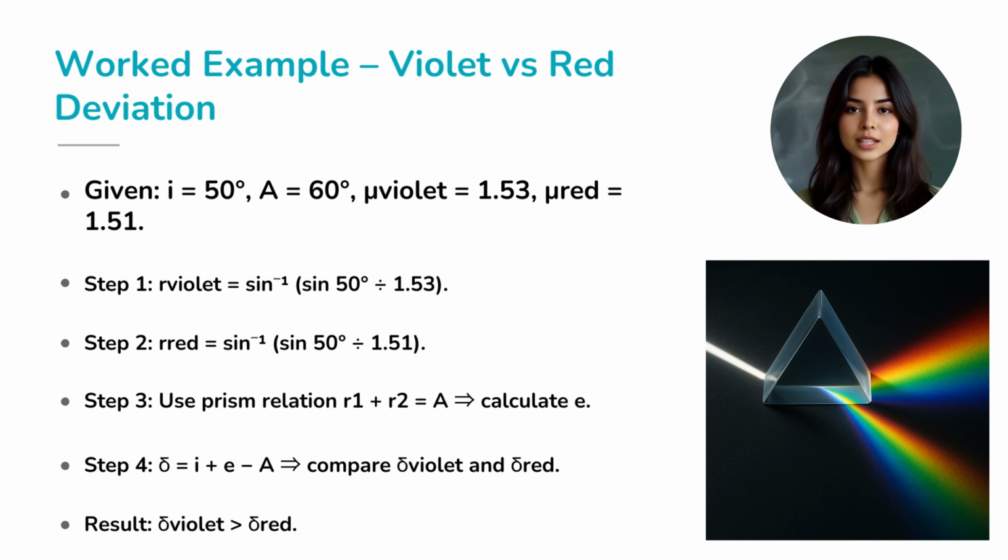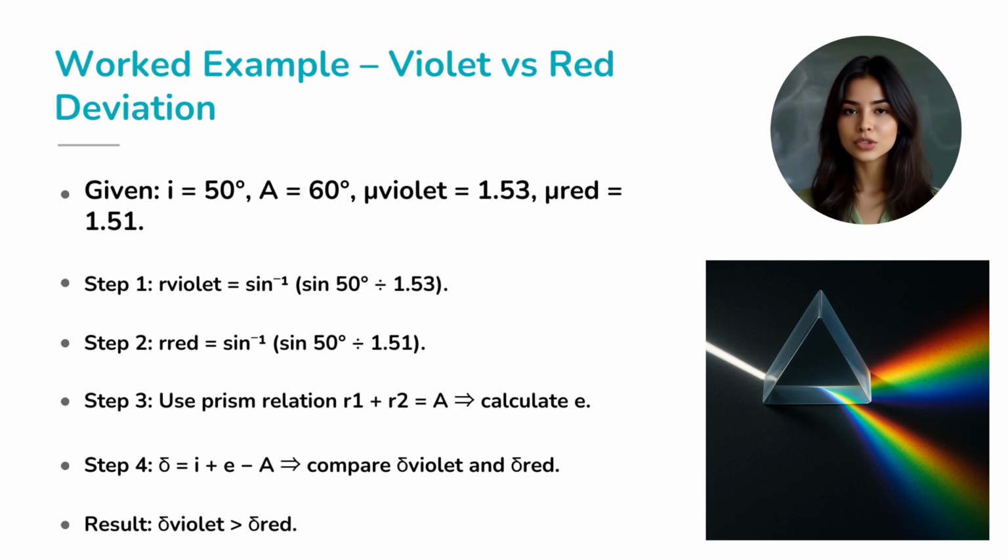Suppose a prism has angle A equal to 60 degrees and the ray enters at an incidence angle i equal to 50 degrees. For violet light, the refractive index mu is 1.53 and for red light, mu is 1.51. Step 1. Apply Snell's law. For violet, r equals sine inverse of sine 50 divided by 1.53. For red, r equals sine inverse of sine 50 divided by 1.51.